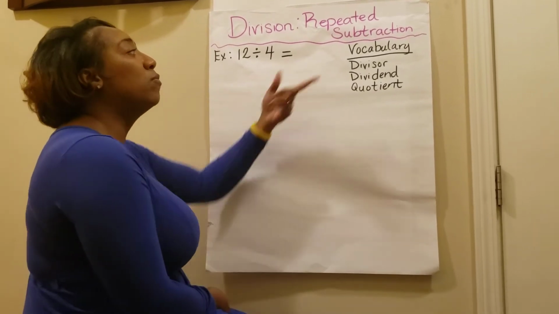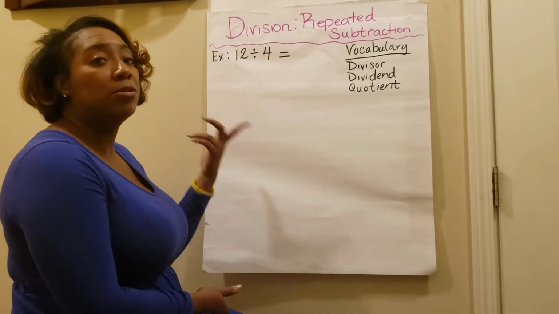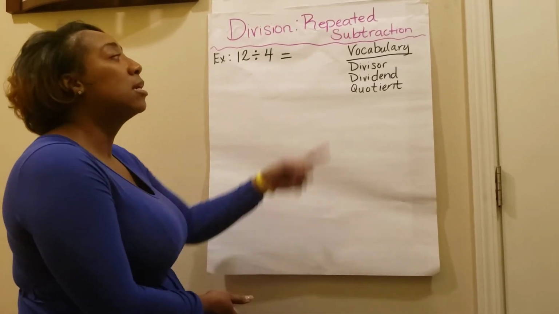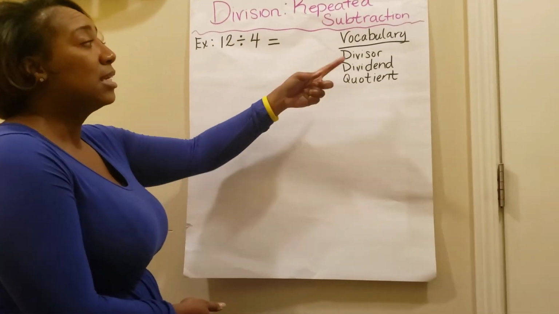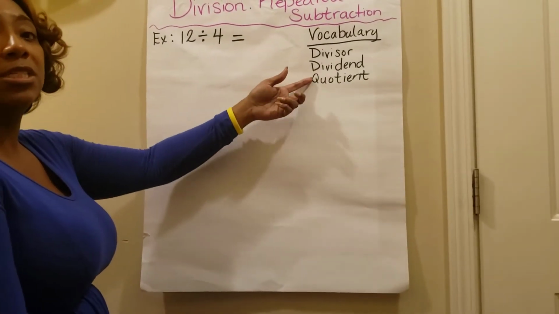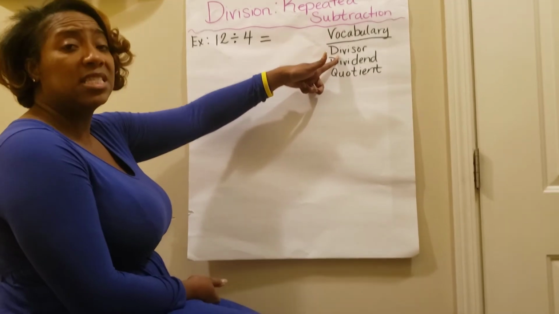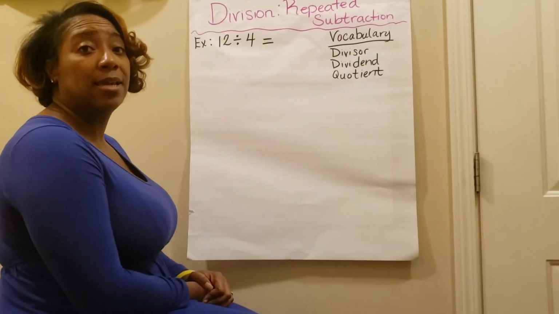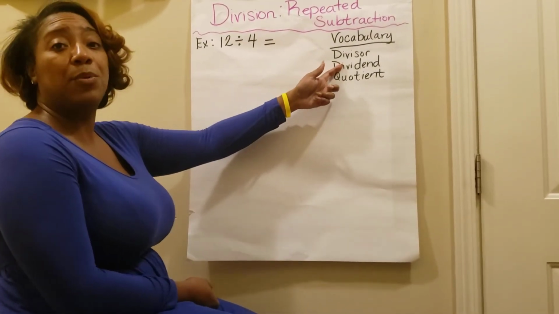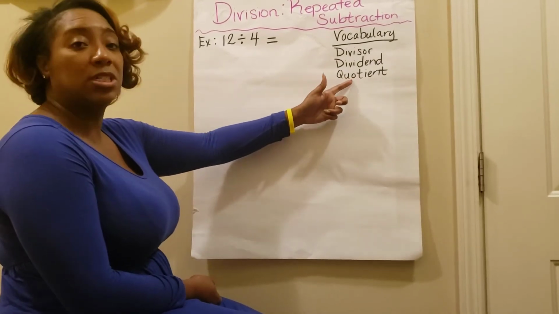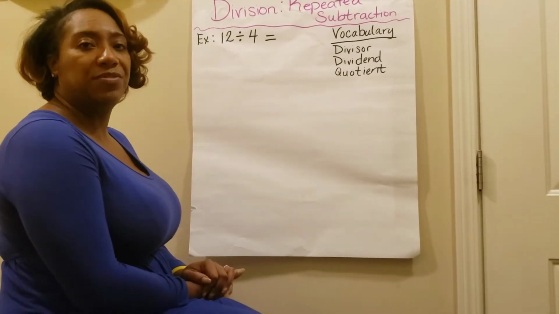All right, so just to go over some vocabulary words that I may be using or you'll be seeing on your assignments. We have divisor, dividend, and quotient. So just a quick review on that. The divisor is the number that we're dividing by. The dividend is the number that we're dividing. And the quotient is the answer to a division problem.